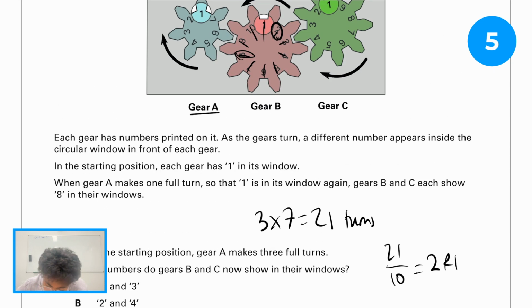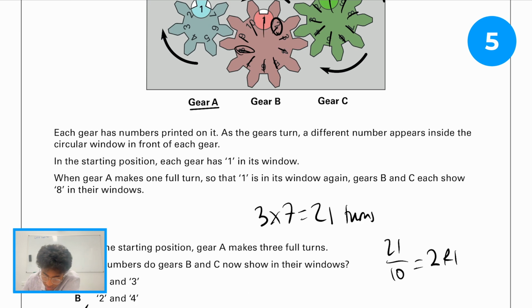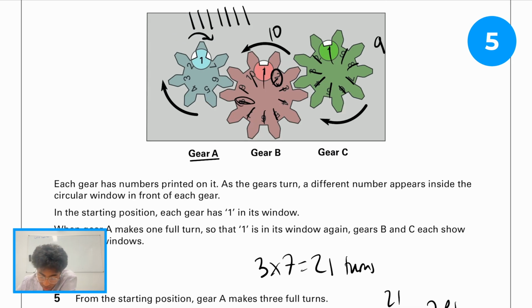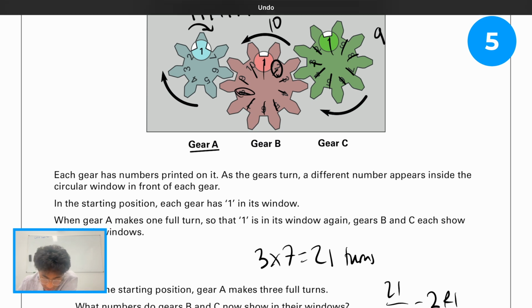Let's look at gear C. Gear C goes this way, right? We're going this way. So let's see how many turns does it take to go back to number 1. 1, 2, 3, 4, 5, 6, 7, 8, 9. It takes 9 turns. So if we have 21 and we divide by 9, we have 2 remainder 3. That means it'll go around the entire block twice, but there'll be a remainder of 3. That means it'll be the third number. So 1, 2, 3. It shows number 4. That means gear C will show 4.